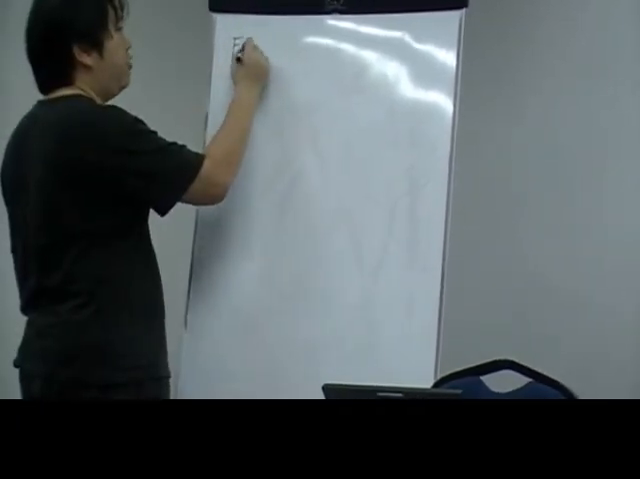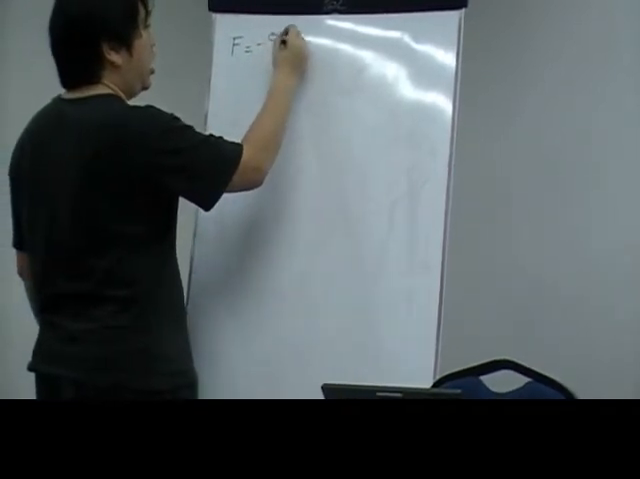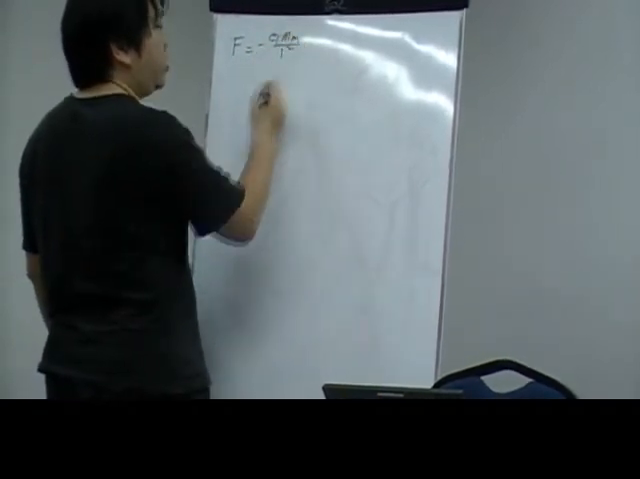Okay, gravitation. So, gravitation's first formula: F, the force, is minus G m over r squared.